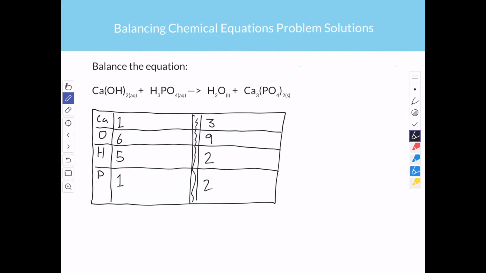Alright, so again, pick the more complicated molecule or compound and start there. Most complex one is this one to me. So we'll start with that. We can go with our calciums or our phosphorus first. I'm going to go with the calcium since there's more of them. And that means we need to get 3 calciums on the reactant side. So we'll put a 3 in front of the calcium hydroxide. That means we've got to change our oxygen and hydrogen numbers.